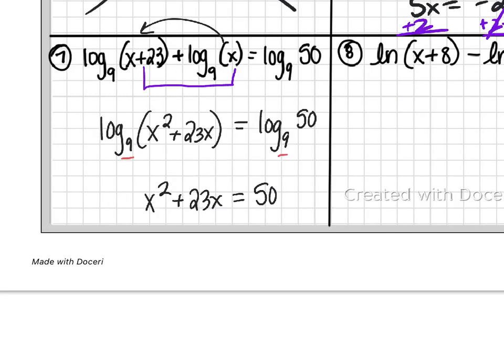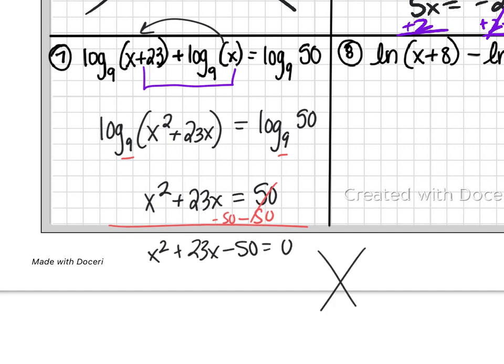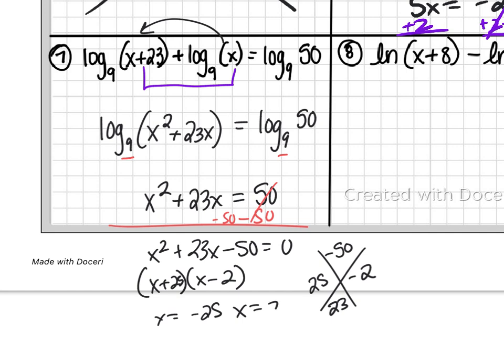Okay, set it equal to 0 and solve. It's going to be negative 52. So move this over here. We get x squared plus 23x minus 50 equals 0. Set up our x. Negative 50 goes on top, 23 goes on the bottom. So what, 25, negative 2. x plus 25, x minus 2. So x could equal negative 25, x could equal positive 2.